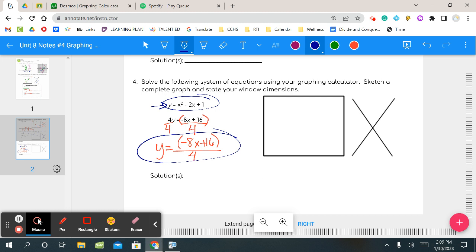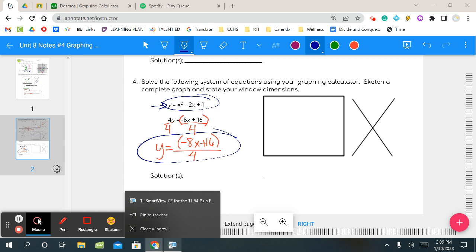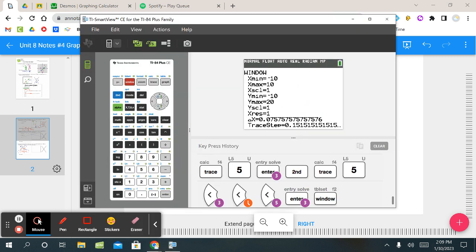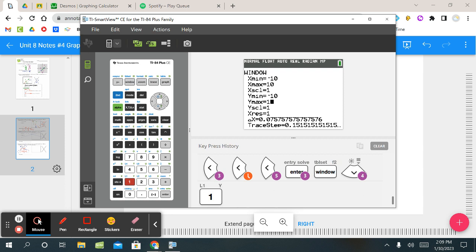Okay, so now we're going to pull up our calculator again. First thing I want everybody to do, since we had to change our window for the last problem, I want to change it back. So I'm going to go to window and I'm going to go down and change my Y max back to 10. I like to leave it at 10 unless I have to change it. So I want to make sure it's back at that. Okay, so change your Y max back to 10.